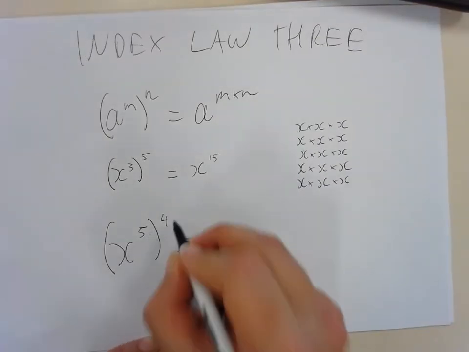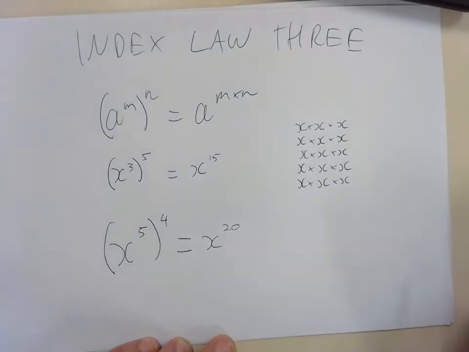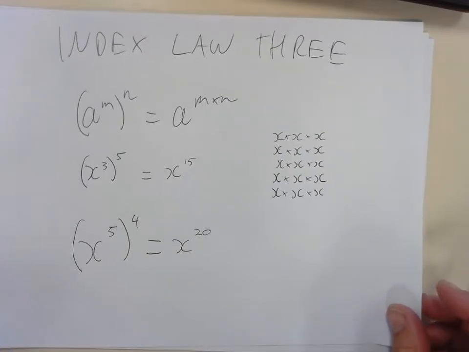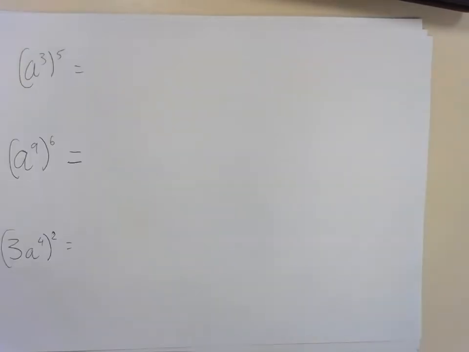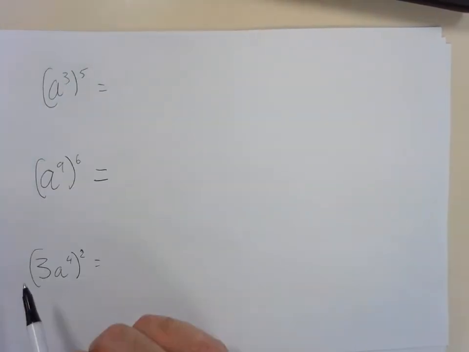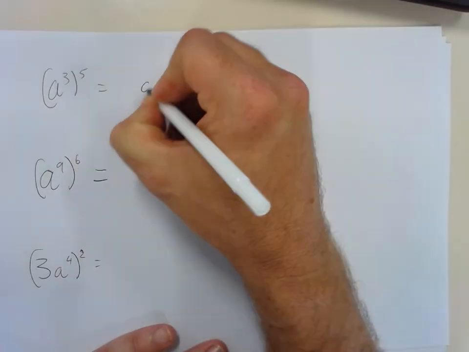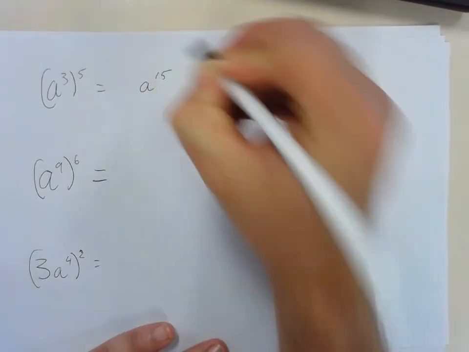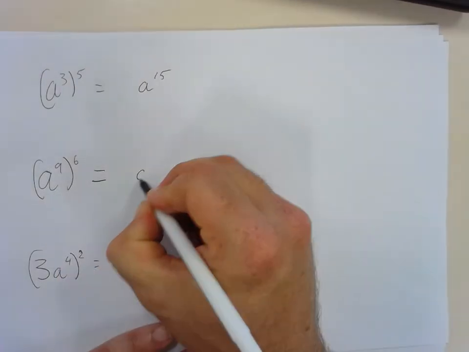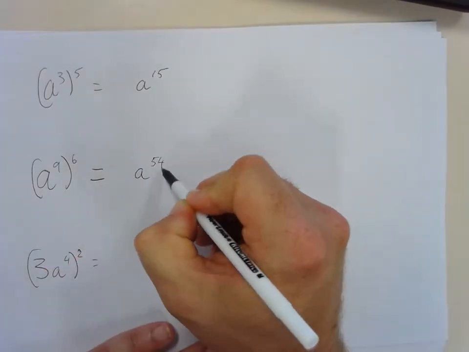So again, 5 to the power of 4, 5 times 4 is 20. I'm not going to write that out because that's a lot of ink, but you can if you really want to. So I test that one, a to the power of 3, all to the power of 5. You should be able to figure out an answer nice and quick. And we end up 3 times 5 is a to the power of 15. A to the power of 9, all to the power of 6. Figure your answer out. 9 times 6, 54.